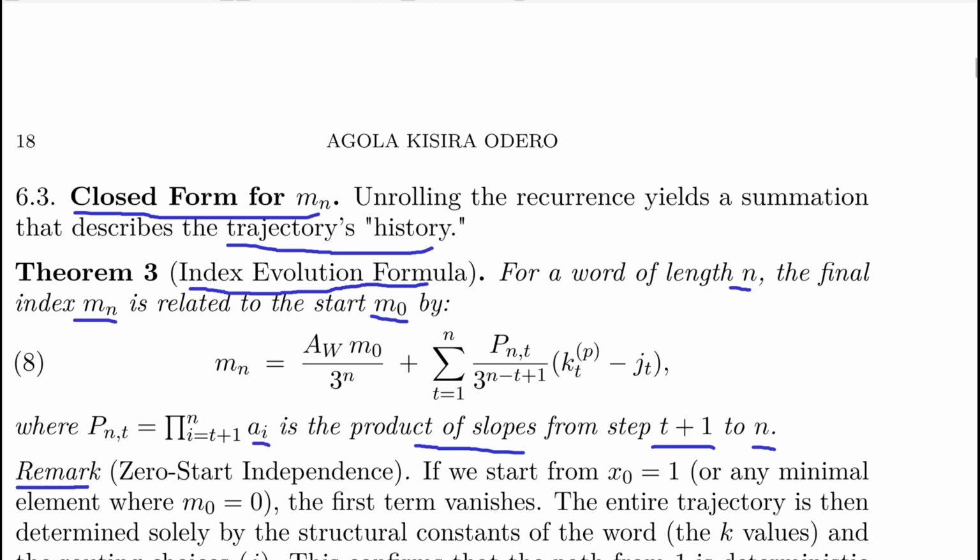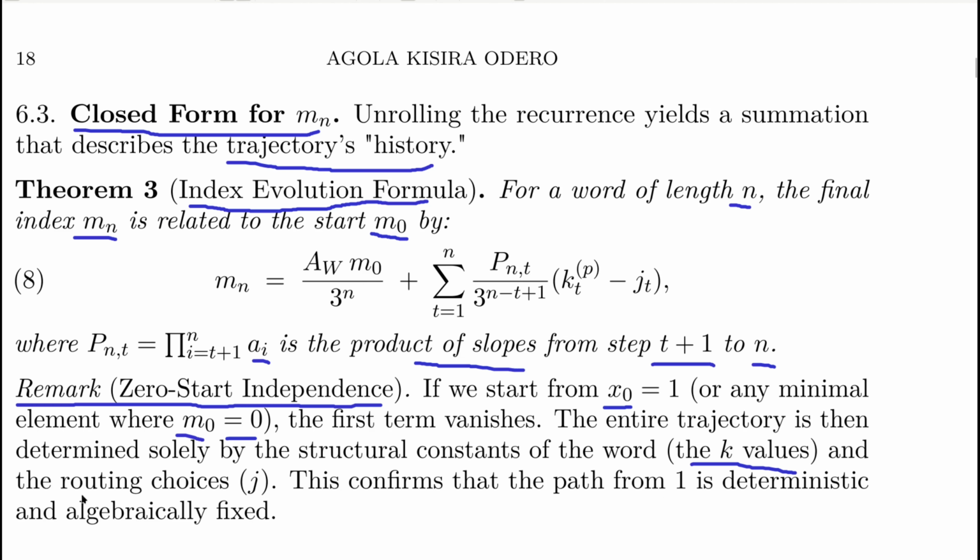Right? And here's a remark: zero-state independence. If we start from x naught equals 1, or any minimal element where m naught equals 0, the first term vanishes, because m naught is 0. The entire trajectory is then determined solely by the structural constants of the word, the k values, and the routing choices j. This confirms that the path from 1 is deterministic and algebraically fixed.